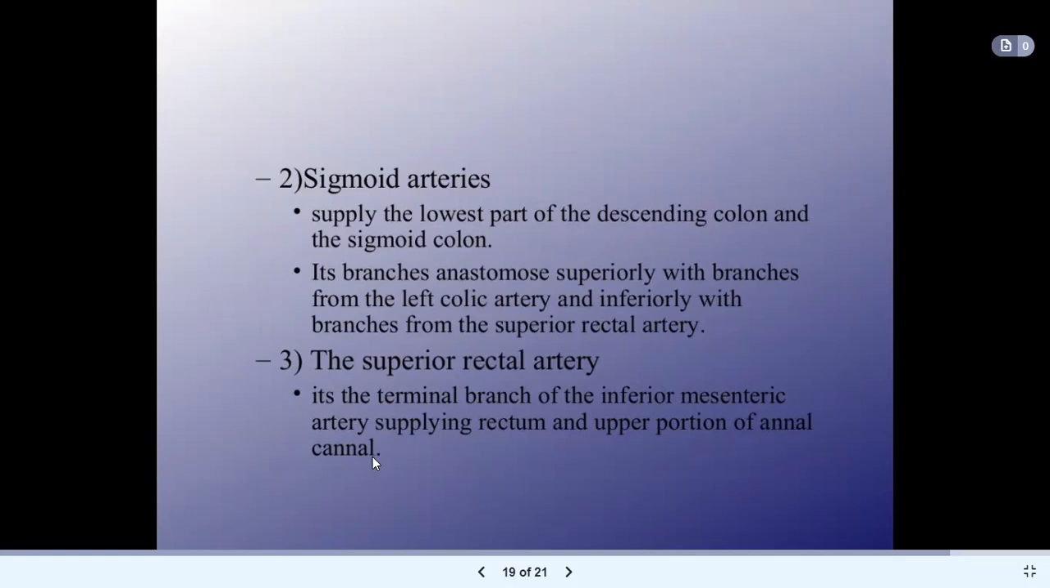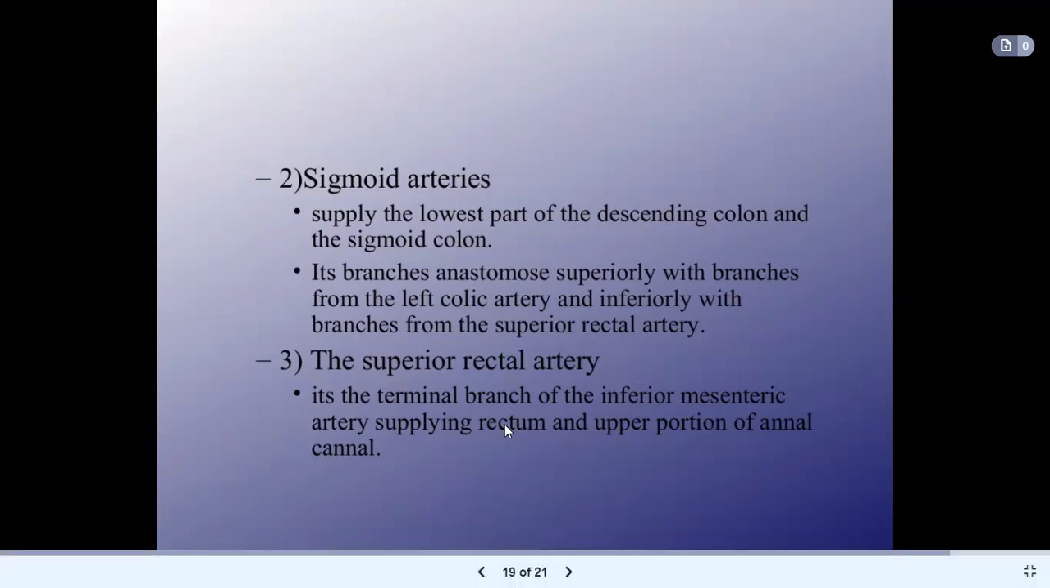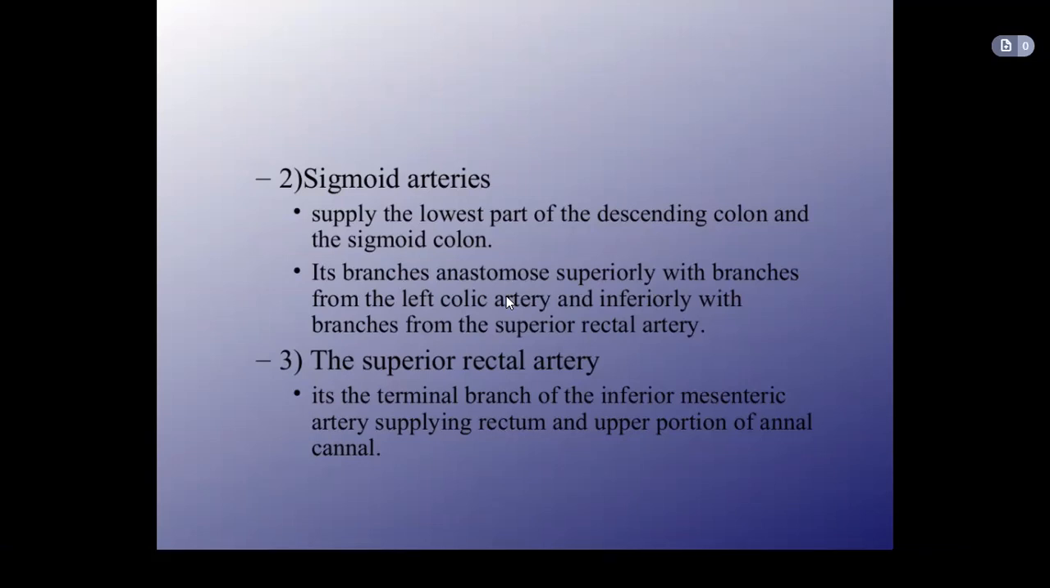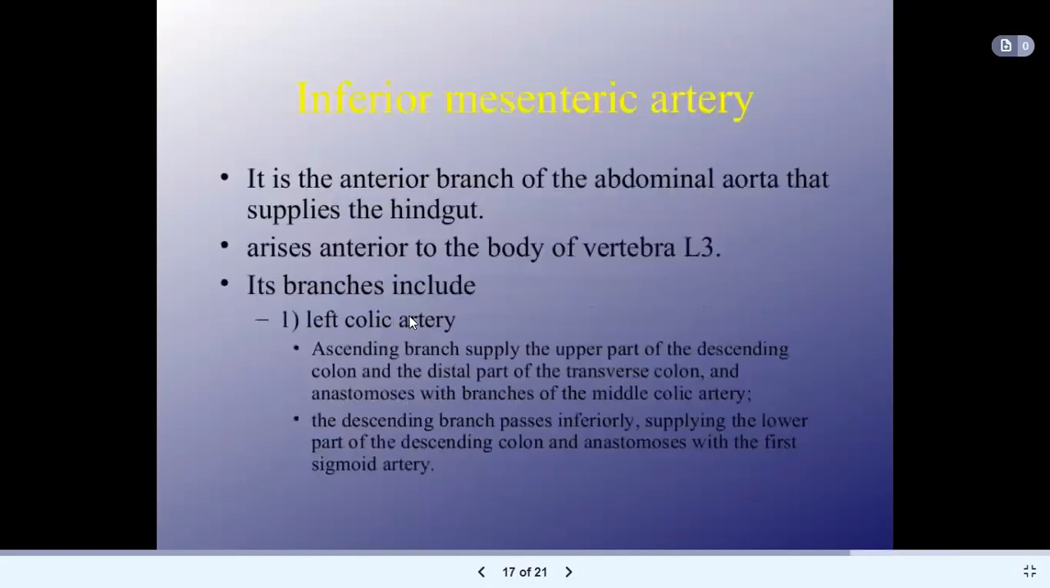So remember that we said that in the hindgut, we have the anal canal, we have the rectum, right? We have the descending colon and a part of the transverse colon. All of these organs are supplied by the inferior mesenteric artery. But the sigmoid artery will supply the sigmoid colon, the superior rectal artery will supply the rectum and the anal canal, while the left colic artery, which is the first branch of the inferior mesenteric artery, will supply the descending colon.